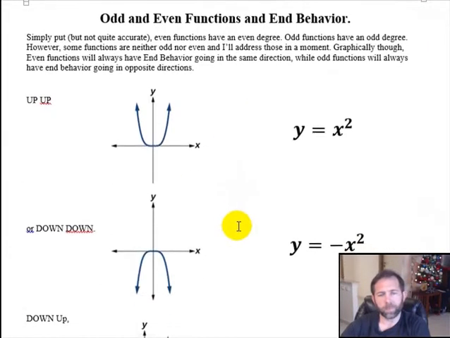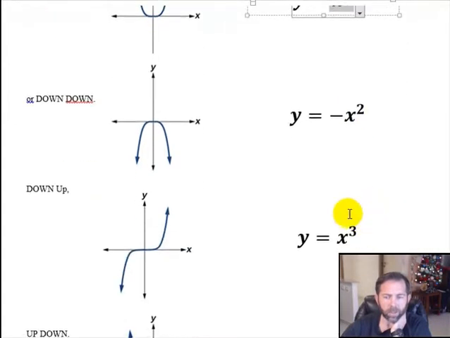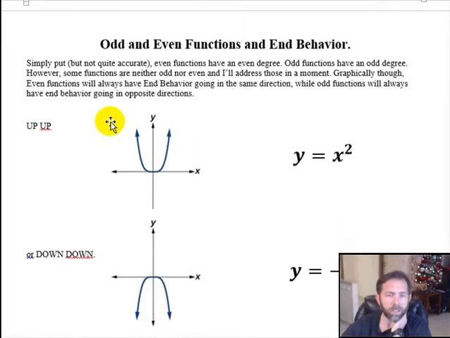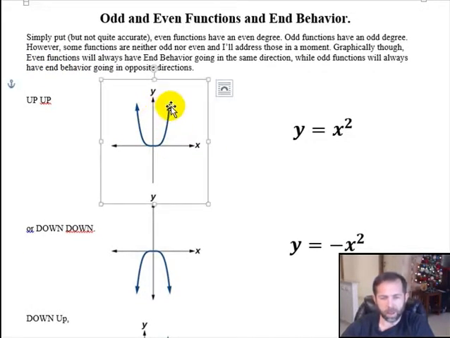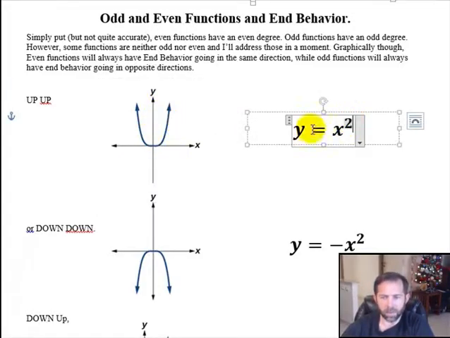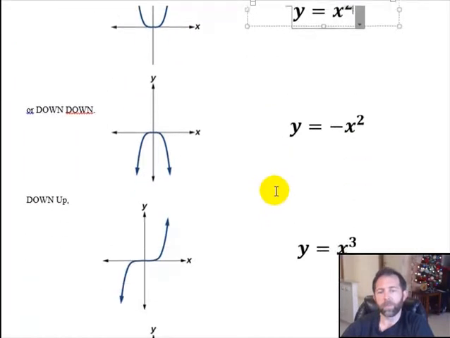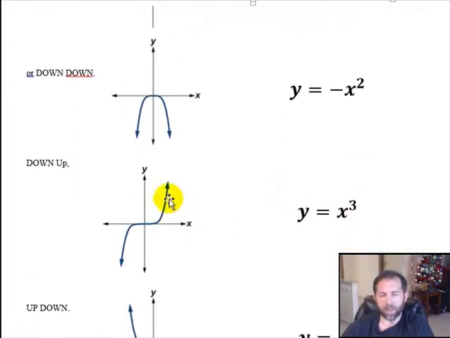All right. Odd and even functions and end behavior. So I said, simply put, but not quite accurate, even functions have an even degree, and odd functions have an odd degree. But there are functions that are neither odd nor even, and I'll address those in a second. But graphically, even functions always have end behavior, meaning this end and this end, that end going in the same direction. Odd functions always have end behavior that end in opposite directions.